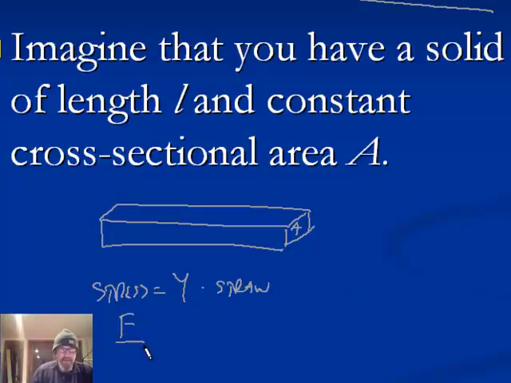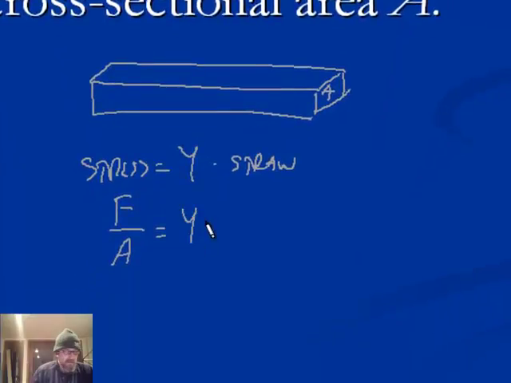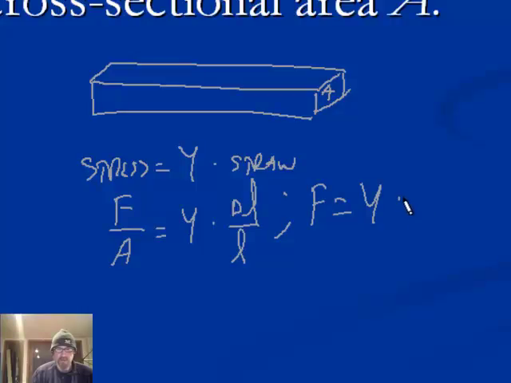But stress is F over A, so that's equal to Y times strain, but strain is delta L over L. If we rearrange this a little bit and solve for force by multiplying both sides by A, here's what we find. Force is equal to Young's modulus times delta L over L times A. Now there are some things for this special case that are constant, like Young's modulus would have to be constant because it's a characteristic of the material.